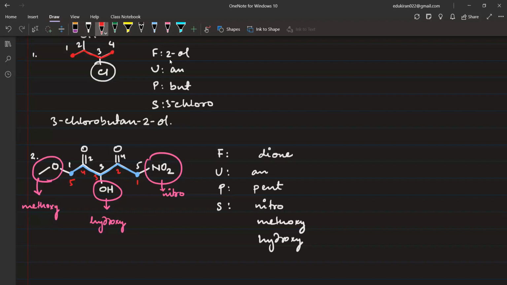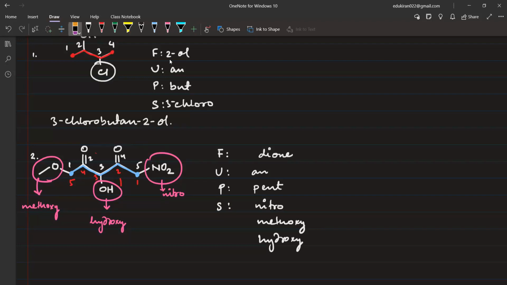If I take the numbering of the white side, it is getting the numbers 2 and 4. If I take the red one, it is also getting 2 and 4. So from the functional group's point of view, it doesn't matter which numbering you take. You can take the white one as well as the red one.